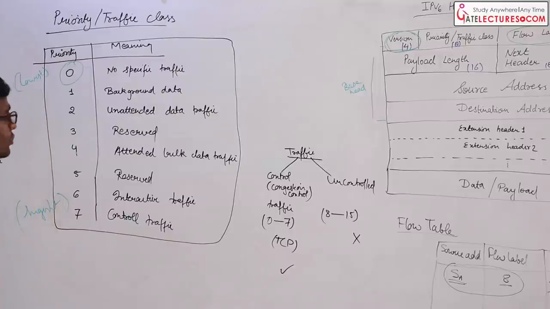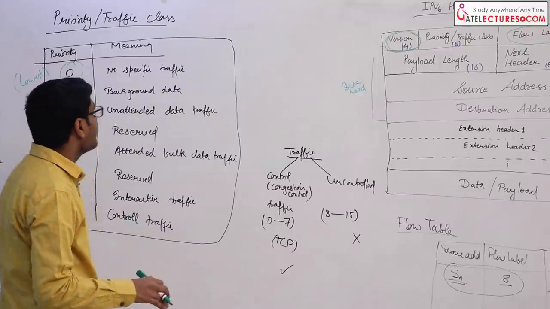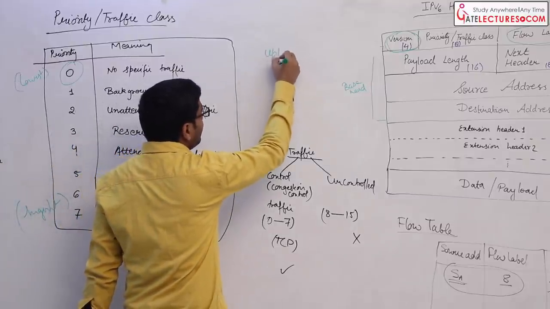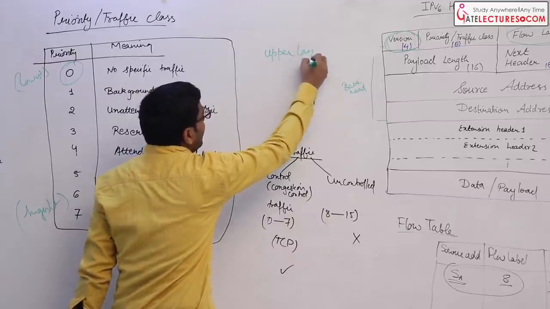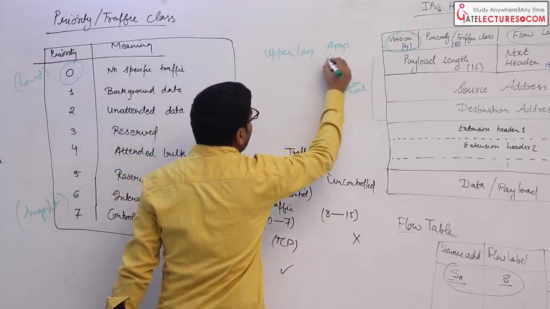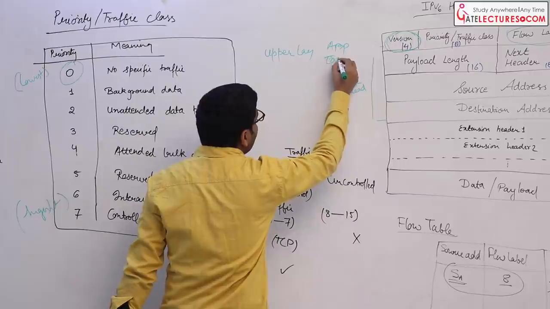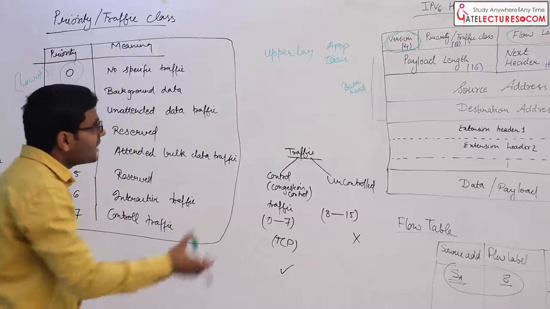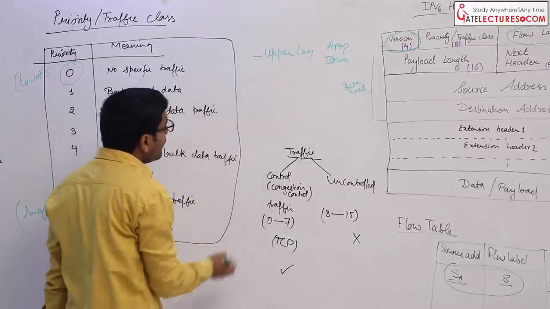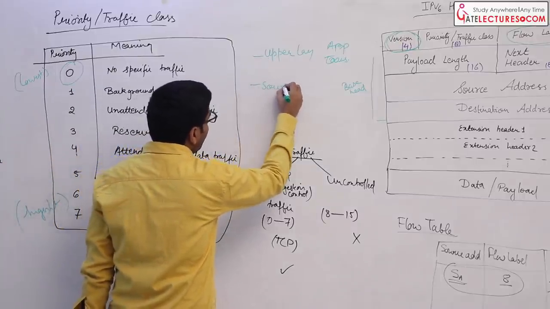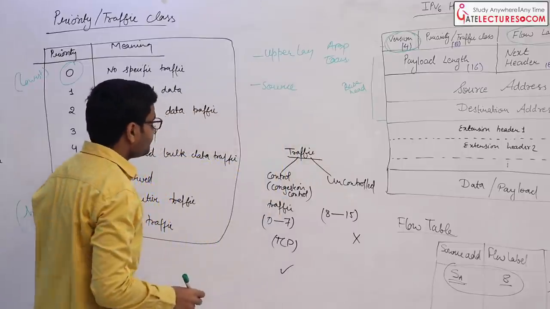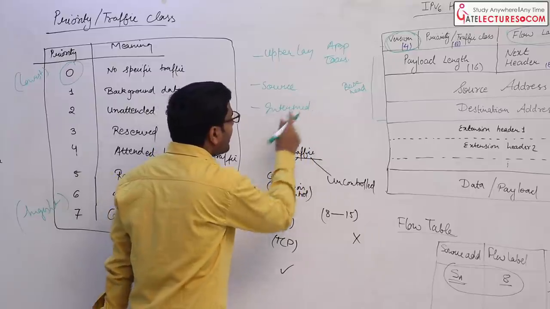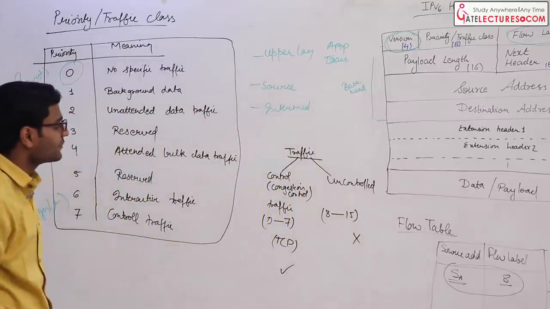So it is important to know who can set the priority of these packets. Upper layers like the application layer and transport layer know what kind of packet this is, so they can set the priority of the packet, or the source can set the priority of the packet. But intermediate routers are also allowed to change the priority of these packets. Why?